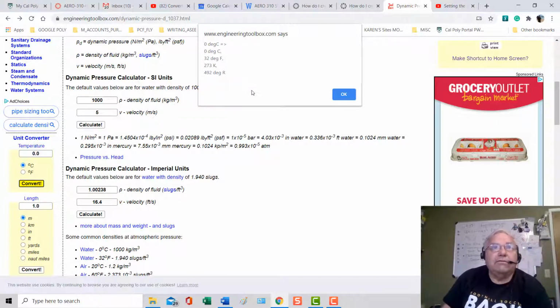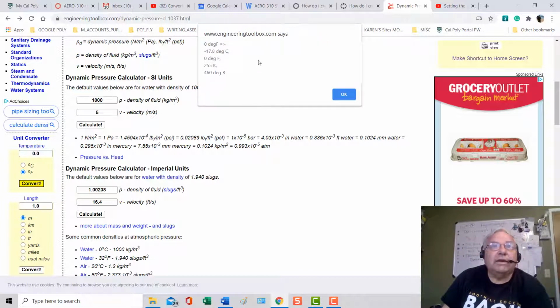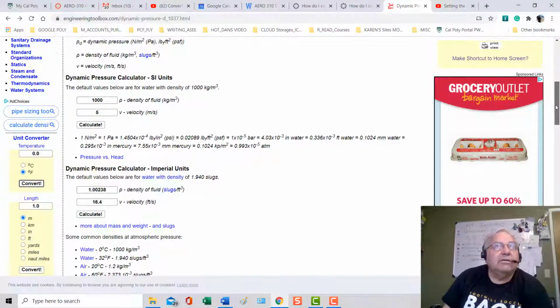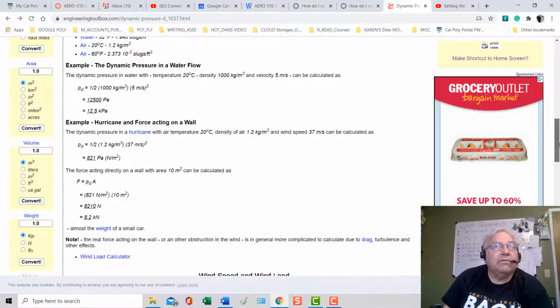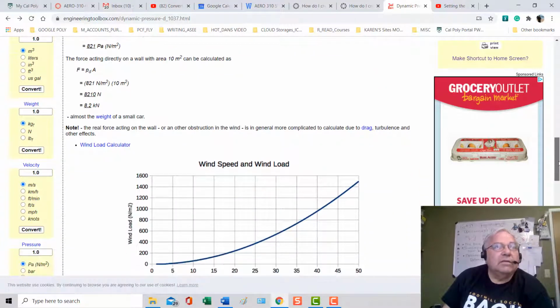So that's kind of cool. And of course, you could change these numbers. You could put Fahrenheit in here and then convert. And now you see 0 degrees Fahrenheit is minus 17.8 degrees centigrade, etc., etc. So that's kind of cool. And look, if I scroll down on the left-hand side, you have conversions for area, volume, weight, velocity. So here's feet per second.